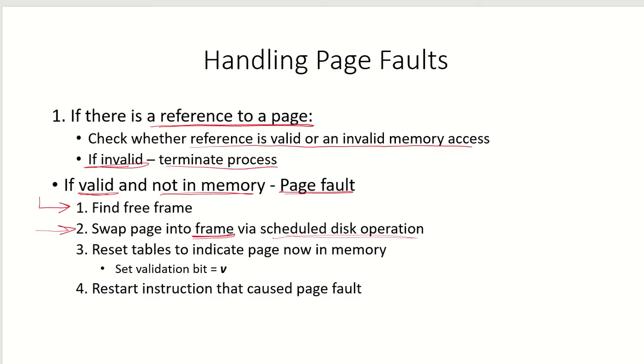That means the OS will send a request to the disk that it requires this page, and when that page is obtained from the disk, it will be brought into the frame. It will also reset the page table to indicate that the page is now in main memory. That means it will set the valid bit to a valid representation, which could be either 1 or 0 depending upon the system. And whichever instruction had referenced that page will be restarted.